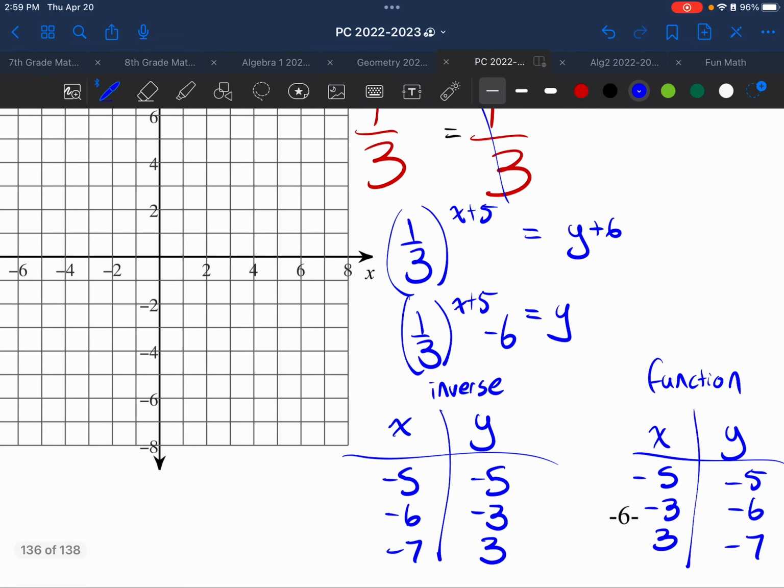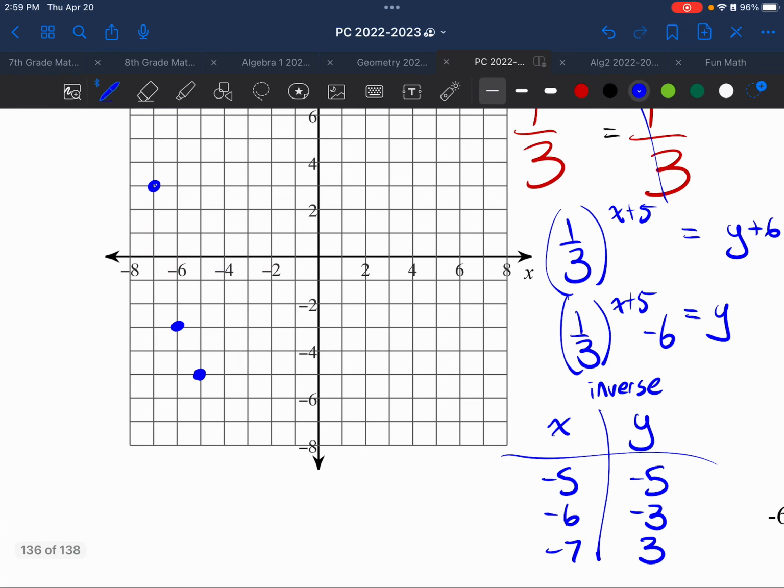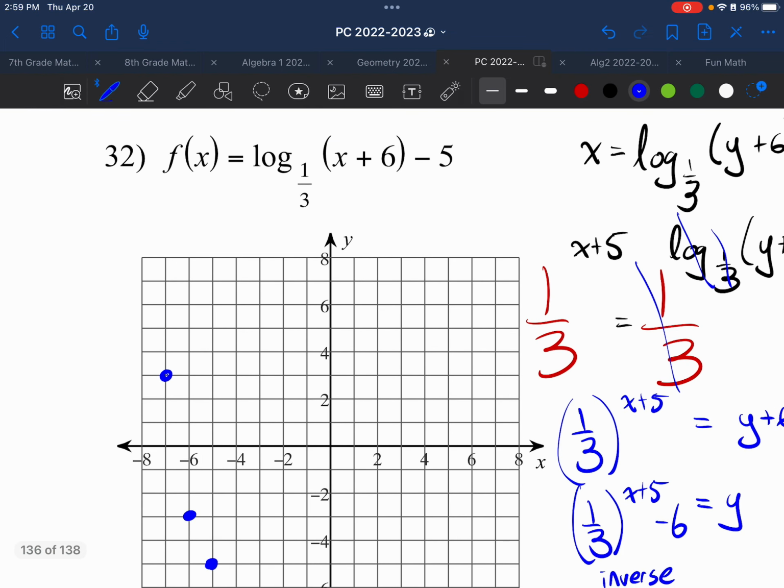So -5, -5, we go -5, -5. Then we go -6, -3, -6, -3, and -7, -3. So we go -7, no, -7, +3. I was like, that's on the same point. Okay, -7, +3. And this is an interesting function. So it's going to get, where's the asymptote here?